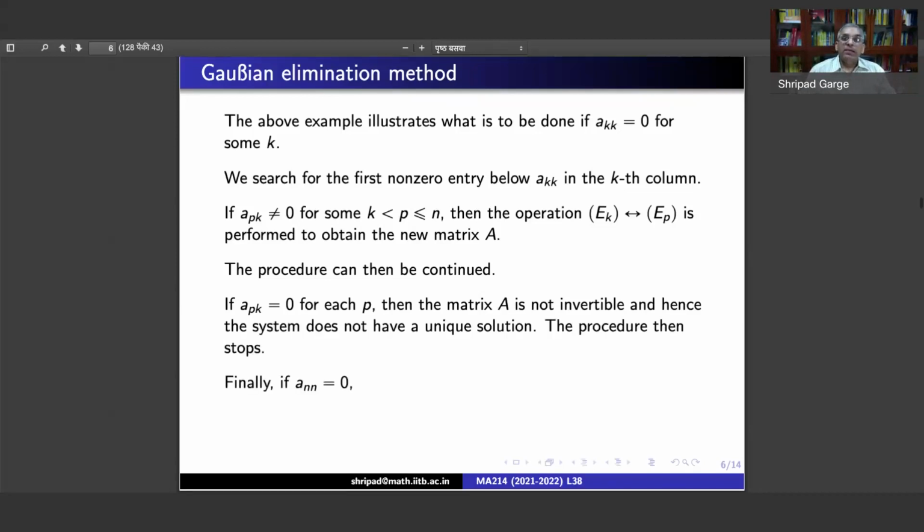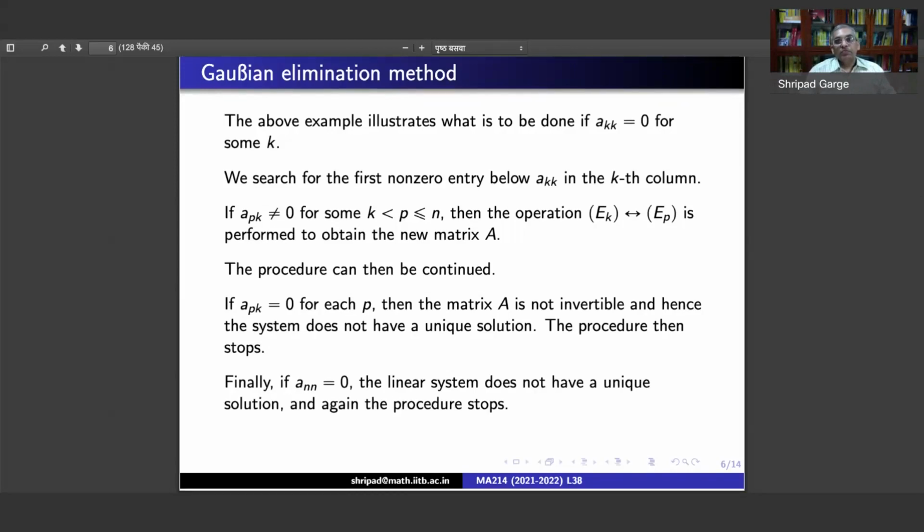Or you may have that the final a_nn might be 0. Below that you cannot progress. So if your a_nn is 0, you have made the matrix upper triangular, and so the determinant is simply the product of the diagonal entries, and among them the last one is 0, then of course the matrix is not invertible. The linear system doesn't have a unique solution. Again, the procedure stops. So this is what one has to do.